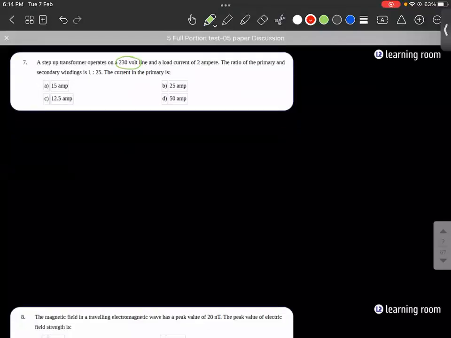A step-up transformer operates on a 230 volt line at a load of 2 ampere. The ratio of the primary and the secondary windings is 1:25. The current in the primary is. Answer. Number of turns in the secondary divided by the number of turns in primary is equal to current in primary divided by current in secondary.